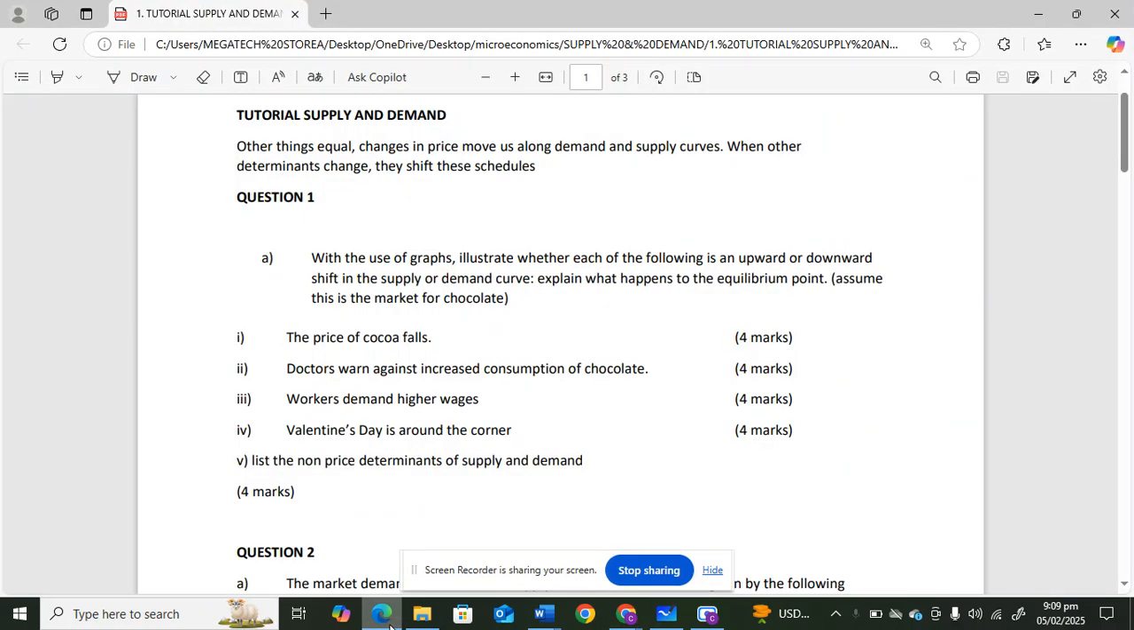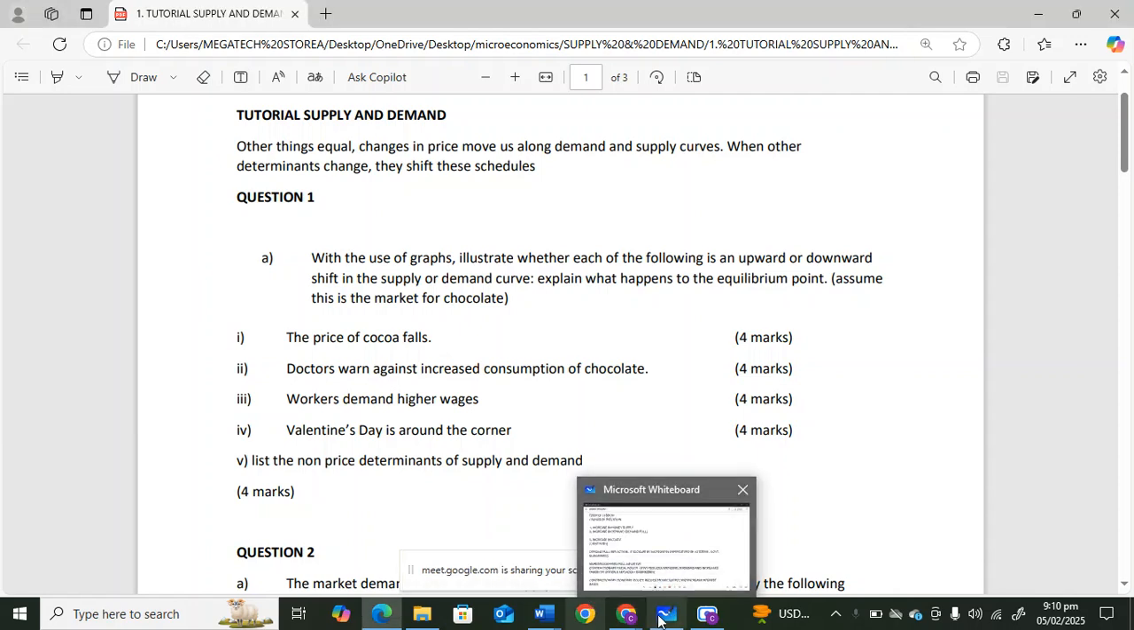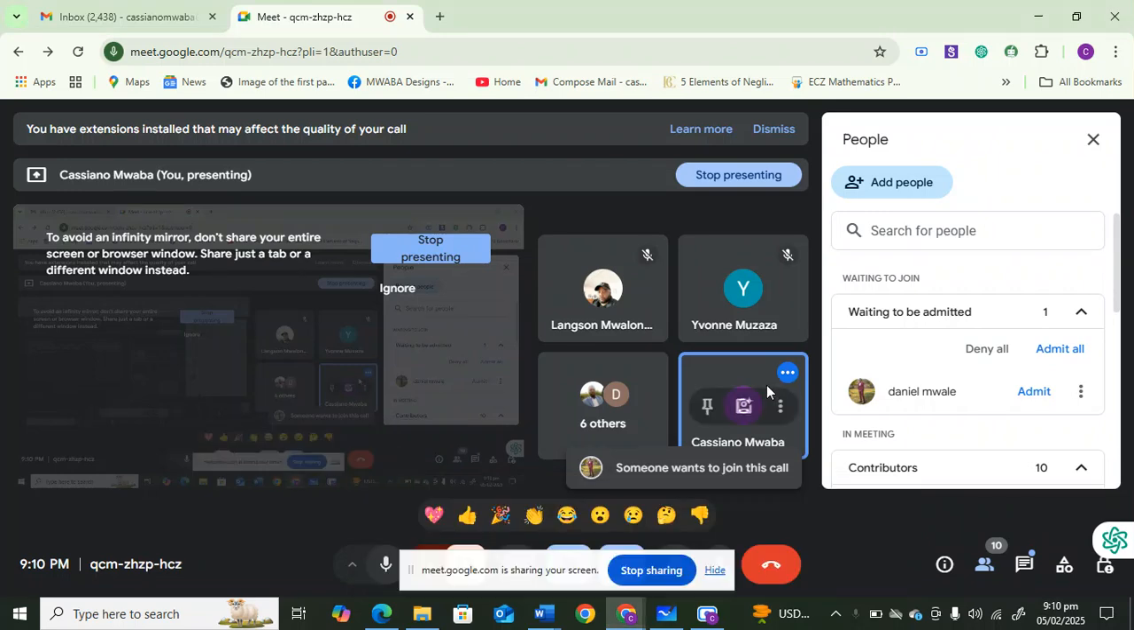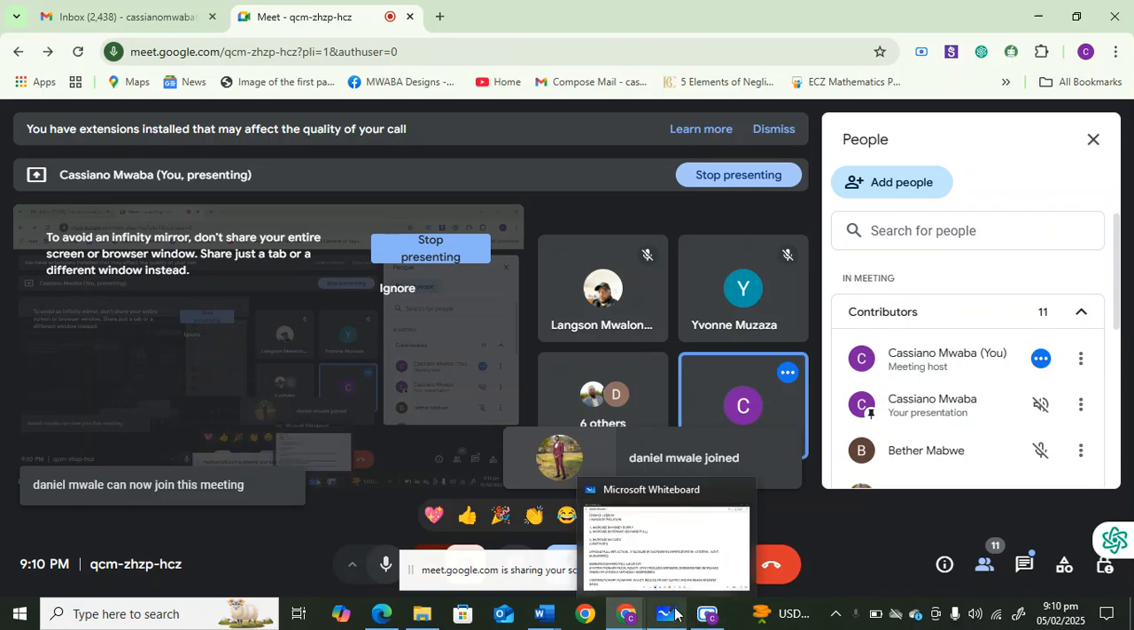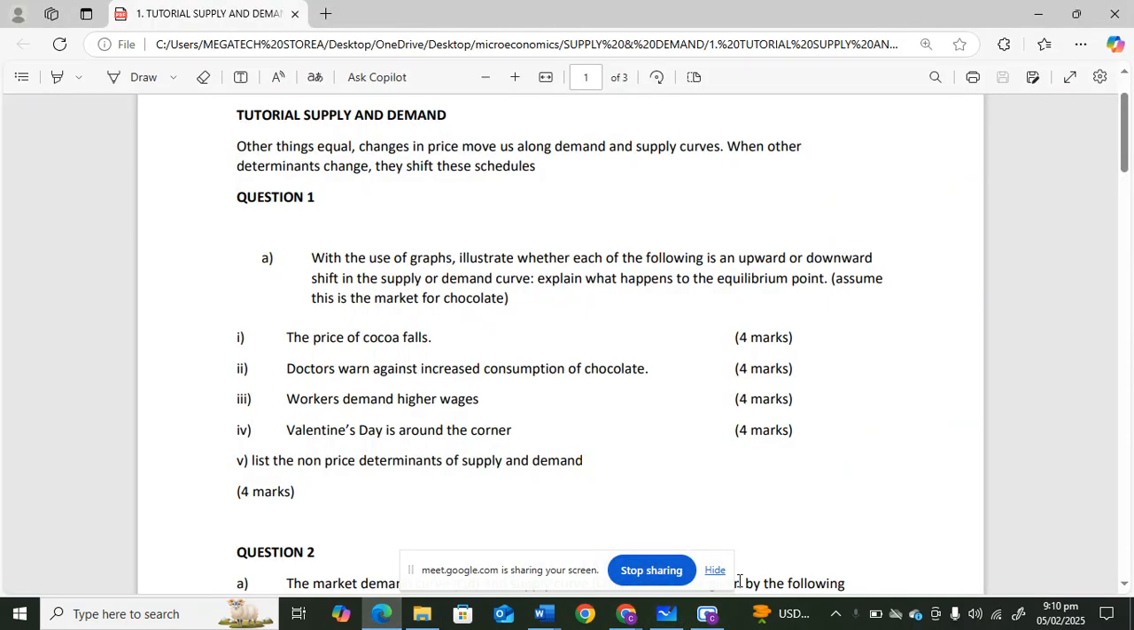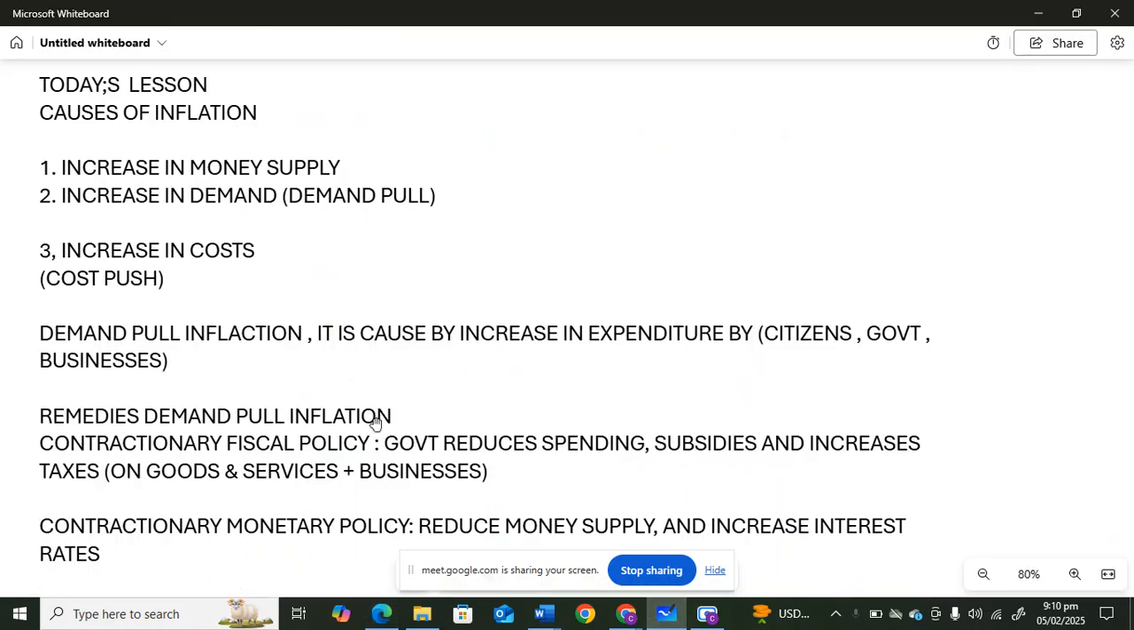Yes, we are doing this question here: with the use of graphs, illustrate whether each of the following is an upward or downward shift in the supply curve. Explain what happens to the equilibrium point. Assume this is the market for chocolate. So, we had our first scenario here. Let me just put my graph.